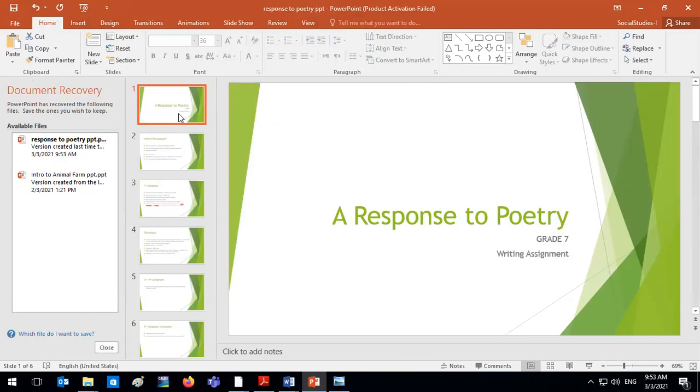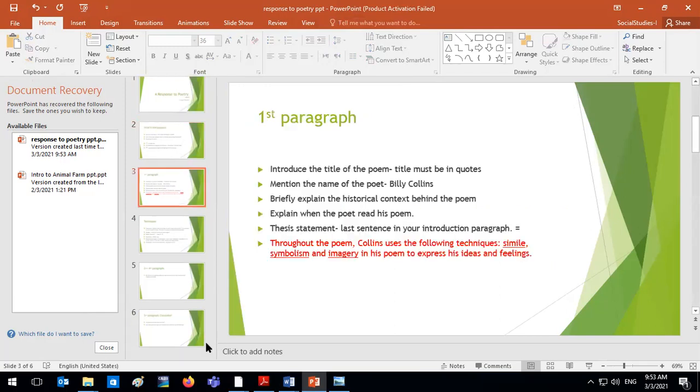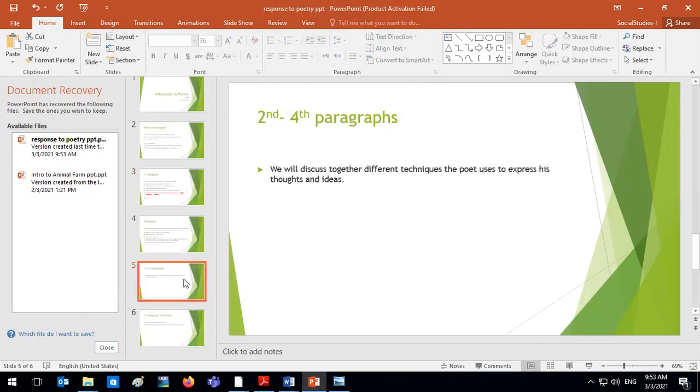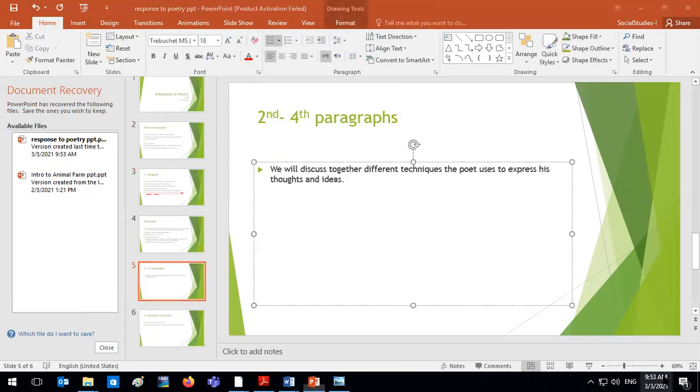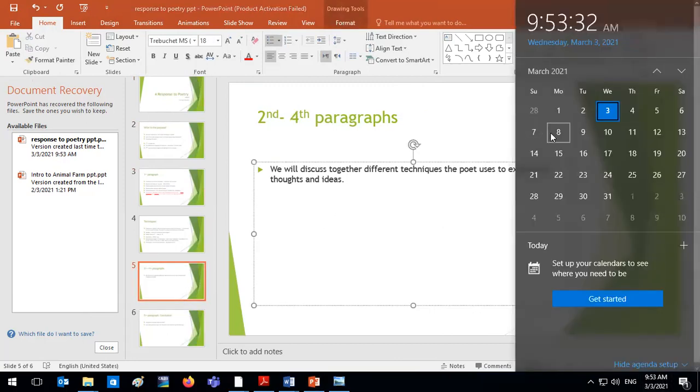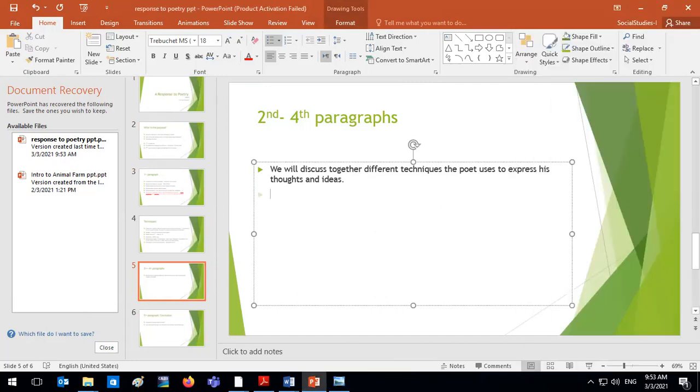On Monday, so far they did first and second paragraph. Monday, I am going to check paragraphs 1, 2, 3, and 4. Okay, so just remember that. On Monday, March the 8th, I'm going to check paragraphs 1 to 4. All right. Yes, we have a grammar quiz on that day.